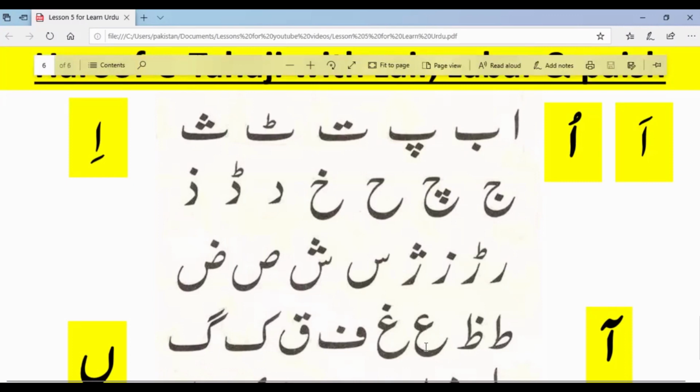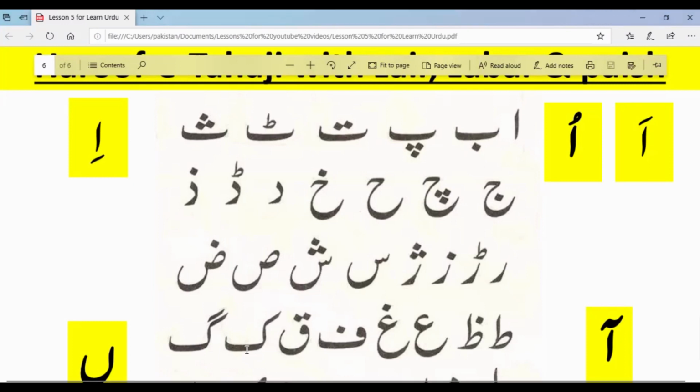Ain zabar a, ain pesh u, ain zer i, a, u, i. Ghain zabar gha, ghain pesh ghu, ghain zer ghi, gha, ghu, ghi. Fe zabar fa, fe pesh fu, fe zer fi, fa, fu, fi. Qaf zabar qa, qaf pesh qu, qaf zer qi, qa, qu, qi.